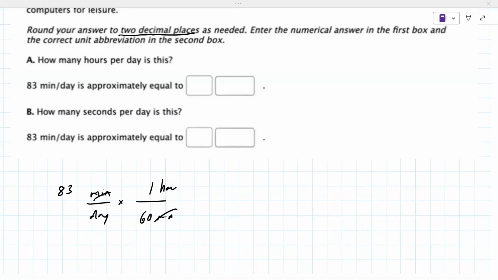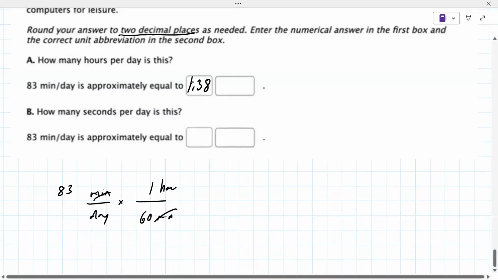And that is 1.38 hours per day. And then we also want to know how many seconds this is. Don't know why, but that's what they want here.